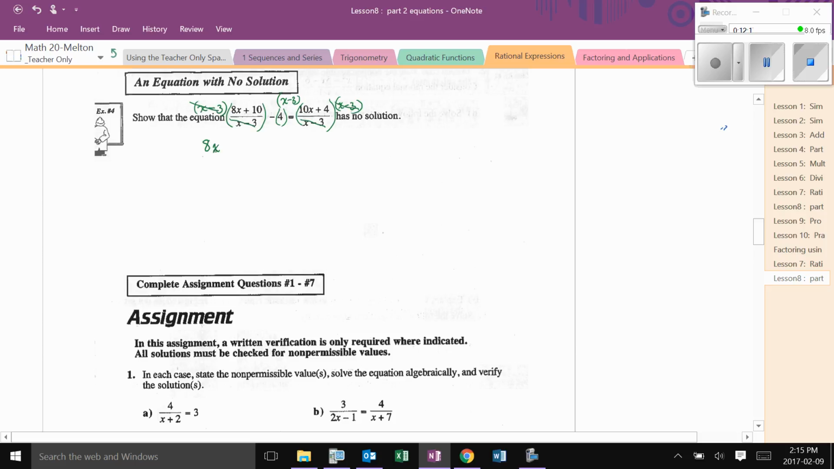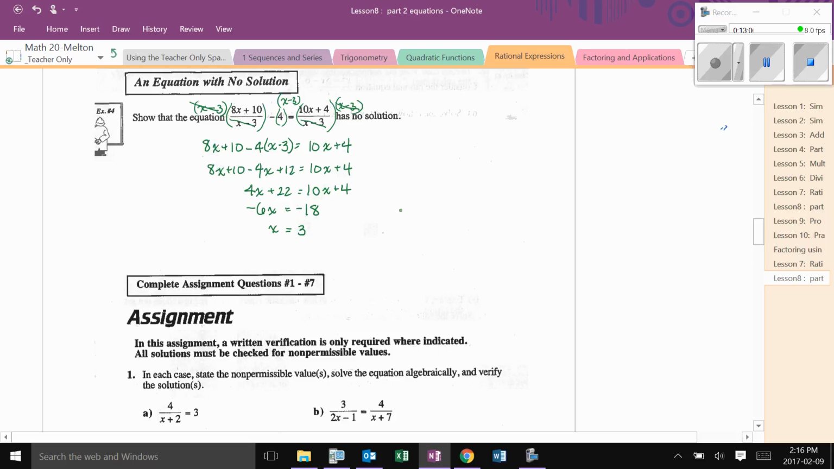That leaves us with x plus 8x plus 10, minus 4 times x minus 3 is equal to 10x plus 4. And we'll distribute that negative 4 in. So we have 8x plus 10 minus 4x plus 12 is equal to 10x plus 4. And let's clean things up. So just on the left side, we've got 4x plus 22. That is equal to 10x plus 4. So then we'll subtract 10x. So that gives me negative 6x. And then I'll subtract 22. That's equal to negative 18. Divide both sides by negative 6. So then x is equal to positive 3.